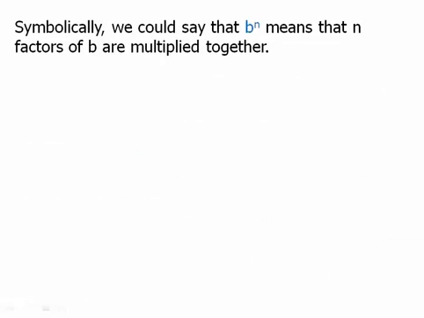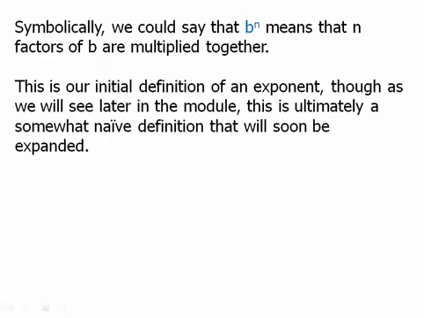Symbolically, we could say that b to the n means that n factors of b are multiplied together. So this is the fundamental definition of what an exponent is. And right now I'll just say b is the base, n is the exponent, and b to the n is the power. Now this is a good definition for now, but as we'll see, this definition is ultimately somewhat naive, and we're going to have to expand it in later modules.